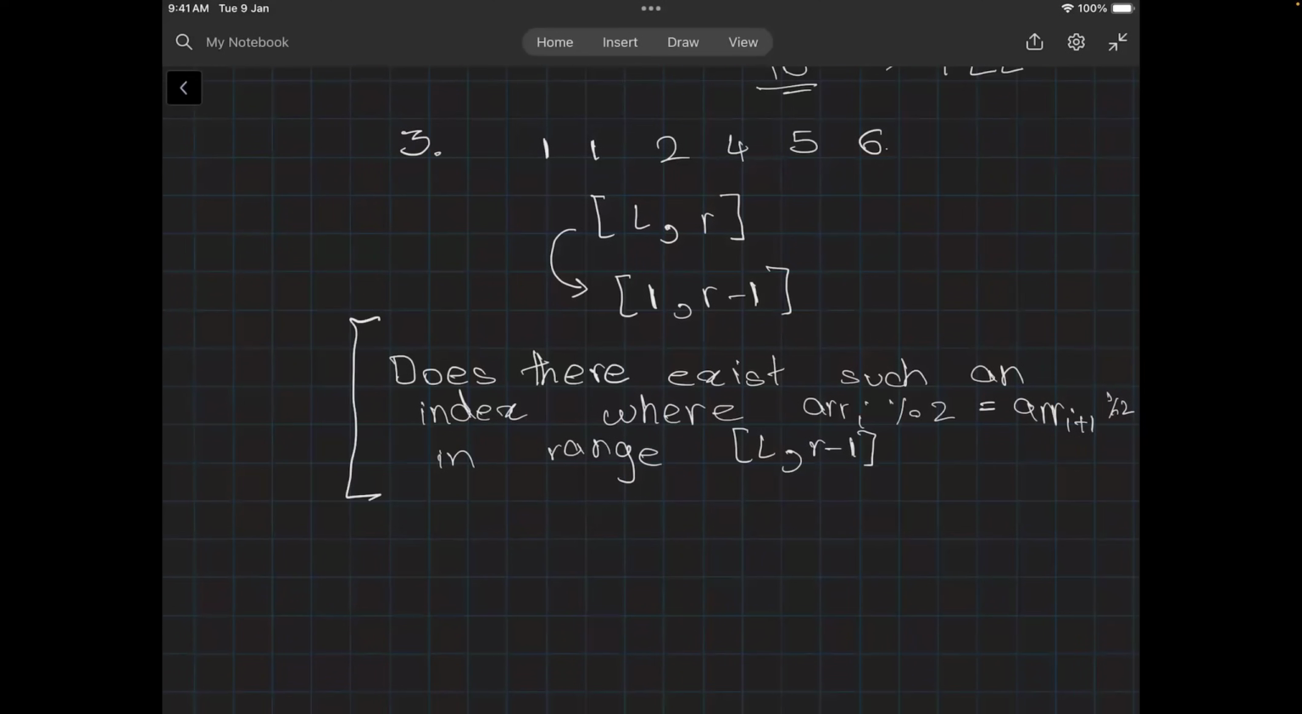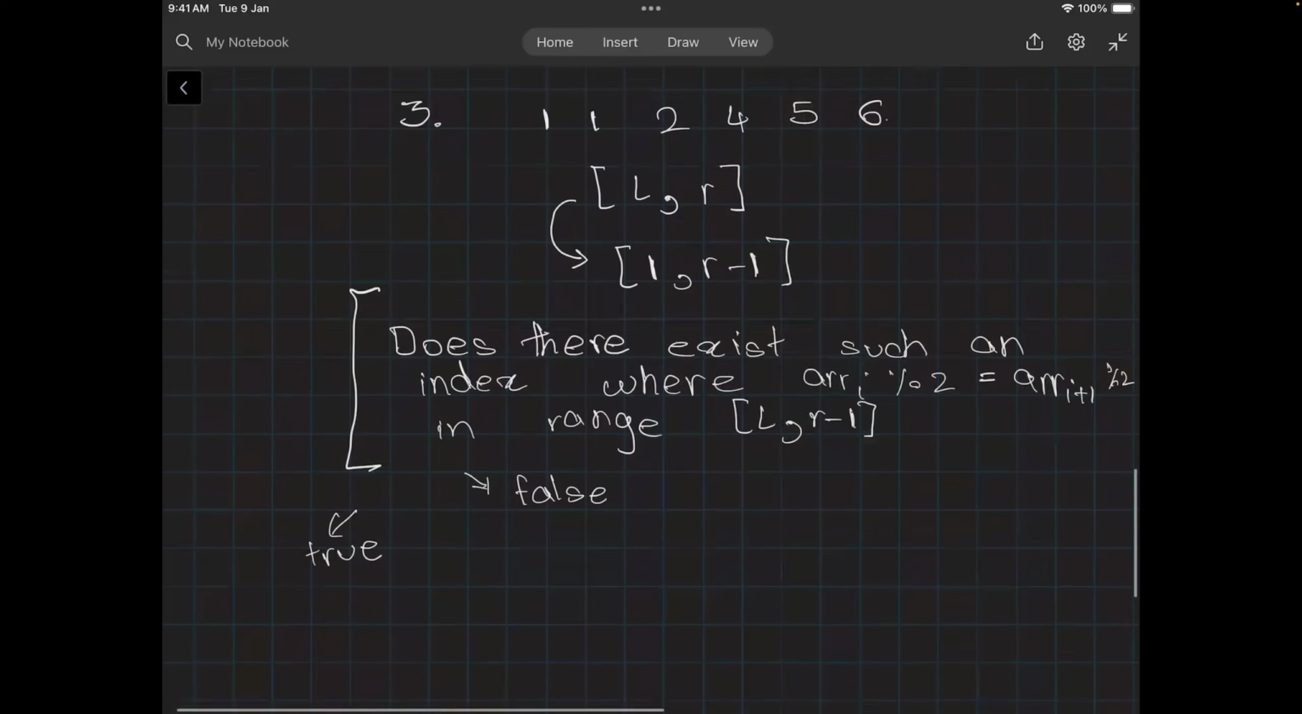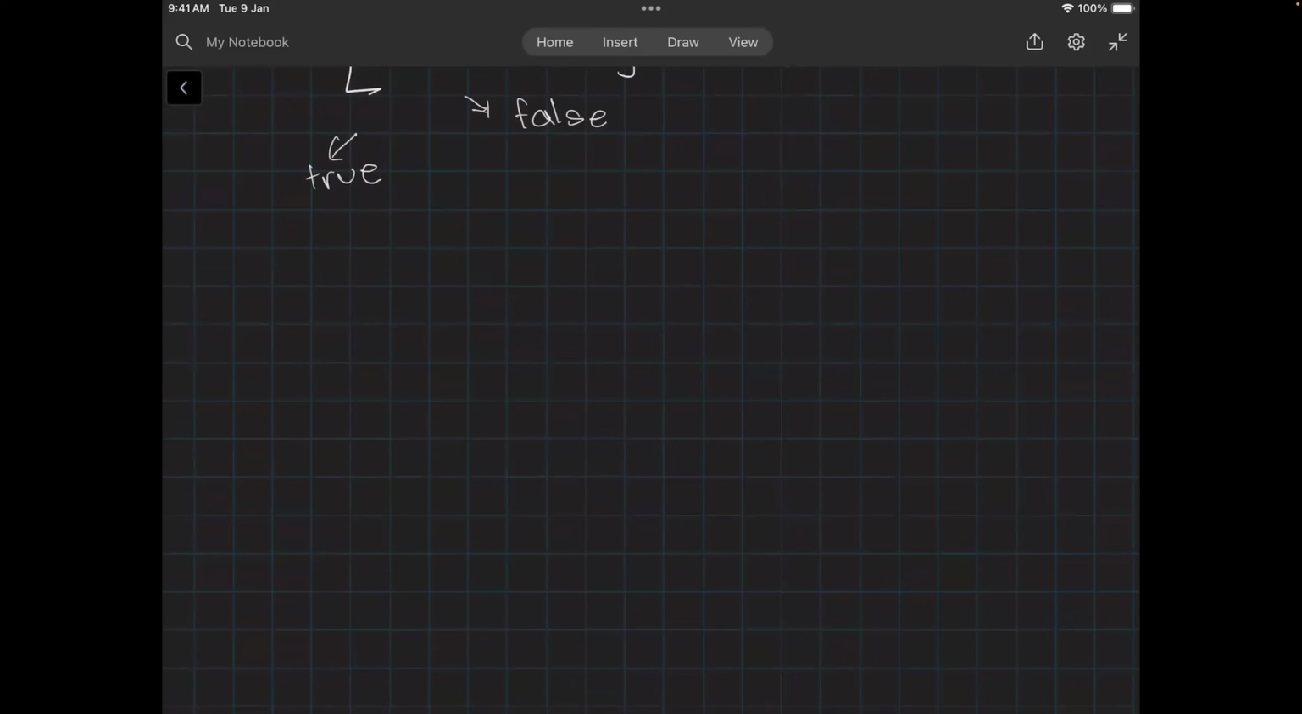If there does exist such an index in range L to R minus 1, where arr[i] modulo 2 is equal to arr[i+1] modulo 2, we will return false. Otherwise, we will return true. Yes or no, guys? Now, how do we maintain this? This is a very good technique to learn. So if you didn't think about this during the contest, pay attention. The idea here is we are going to use prefix sums.